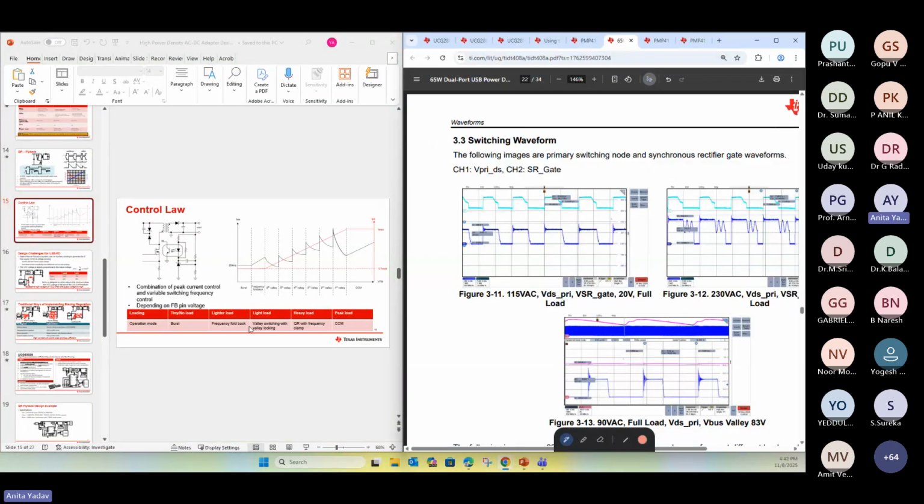So I was saying that at light load conditions, we are operating in the burst mode. Then at even lighter load, we are operating in the frequency foldback mode.